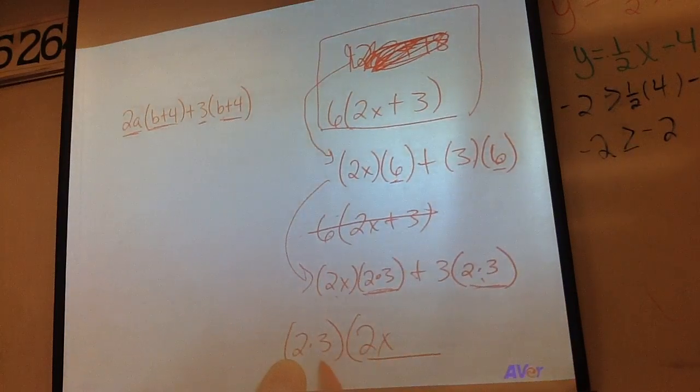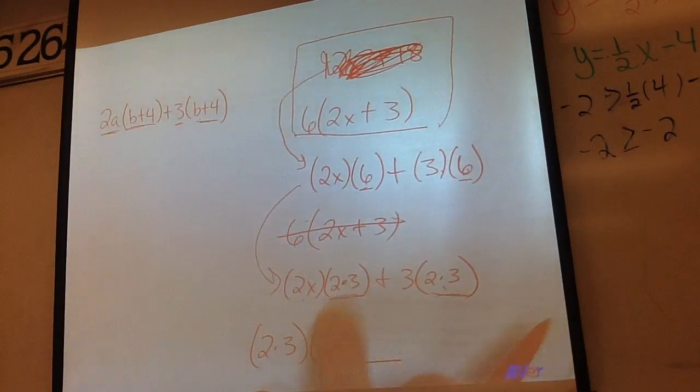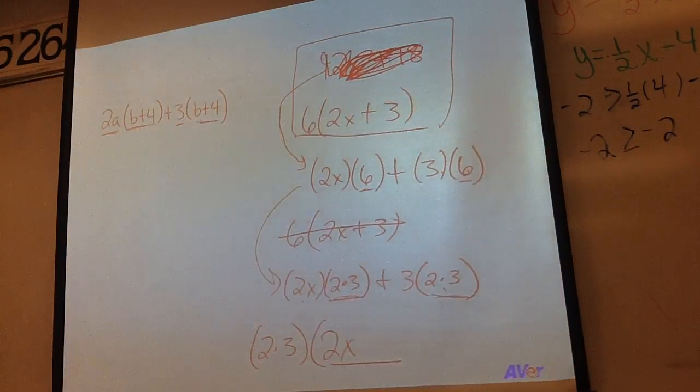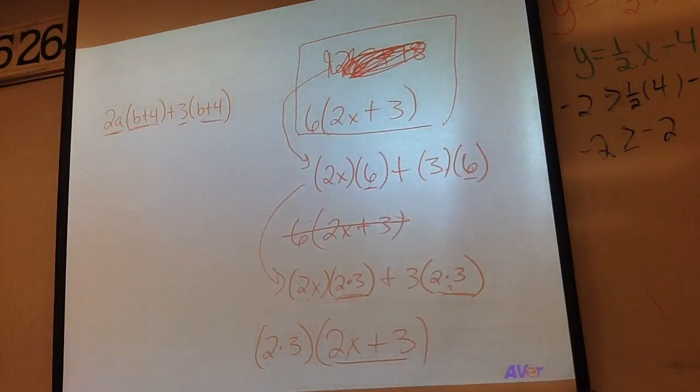I just brought out a 6, right? Remember back here? I just brought out a 6. 6 times 2x gives me that. It's just written in a different way. Plus 2 times 3 times what gives me that? Oh, a 3. There, I factored it. Oh yeah, that's just 6. That's what we had earlier.